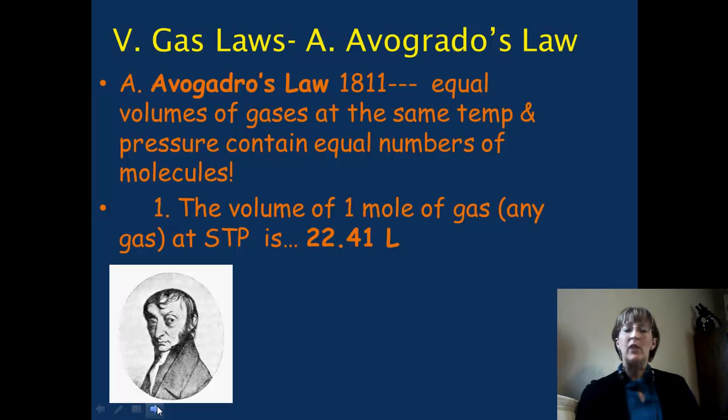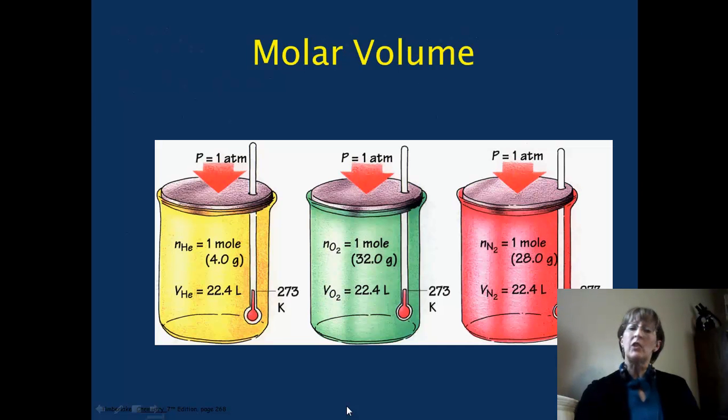So in the first one we have 1 mole of helium, and that means we have 22.4 liters, and you'll notice the pressure is 1 atmosphere. In the second one, we have 1 mole of oxygen, and the volume is 22.4 liters. And in the third one, we have 1 mole of nitrogen, and the volume is 22.4 liters. Do they all weigh the exact same?